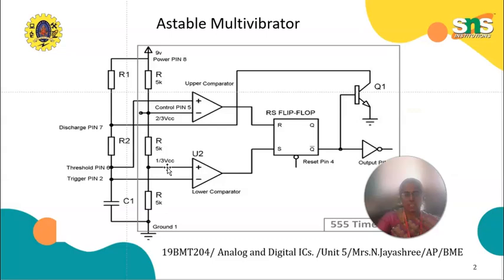Here resistances R1 and R2 act as a voltage divider circuit. This is also connected to the ground pin along with the capacitor. This Astable multivibrator has the upper comparator, lower comparator and the flip-flop, and we get the input, and at the same time we get the output by using the transistor. Okay, so this is the Astable multivibrator.